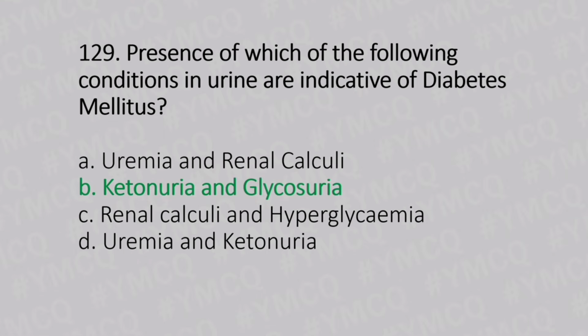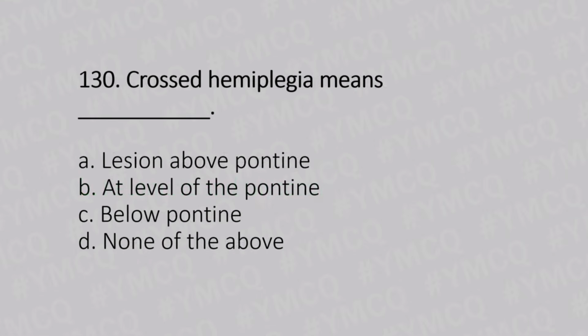Now let's move to question number 130. Crossed hemiplegia means dash. Option A, lesion above pontine. Option B, at the level of pontine. Option C, below pontine. Option D, none of the above. And the answer is option B, at the level of pontine.